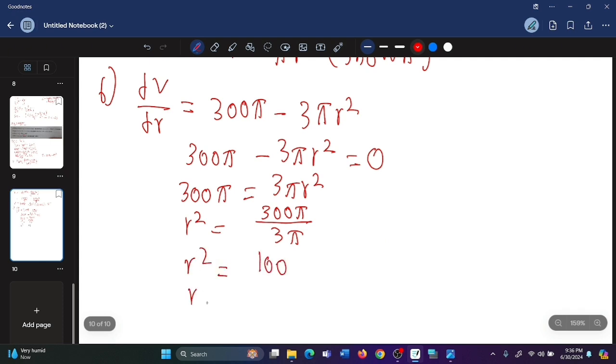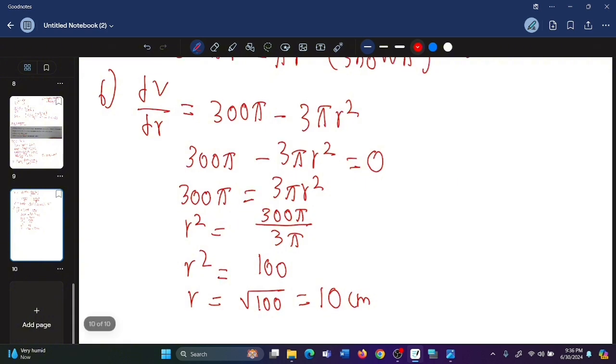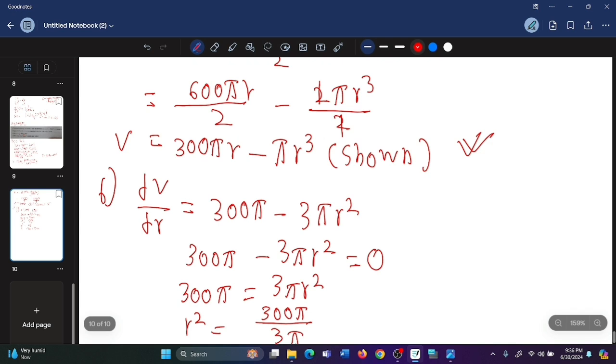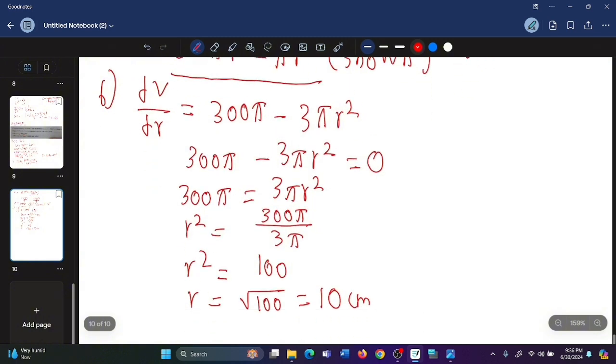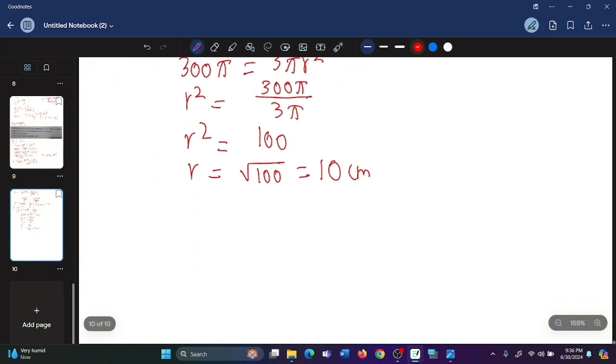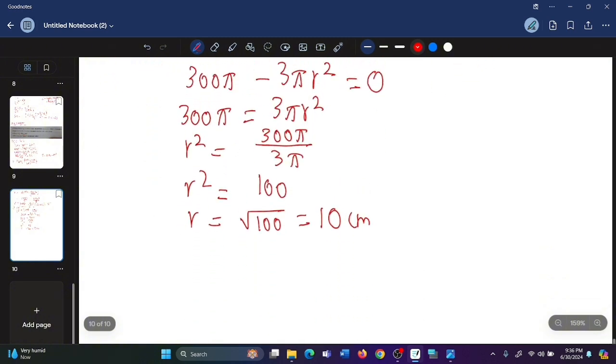If we take the square to the other side, it becomes root 100, which is 10. So r becomes 10 centimeters, as all the lengths are in centimeters. So at r equals 10, V has a stationary point, that is, V has zero gradient at the value r equals 10. So let's check it once.